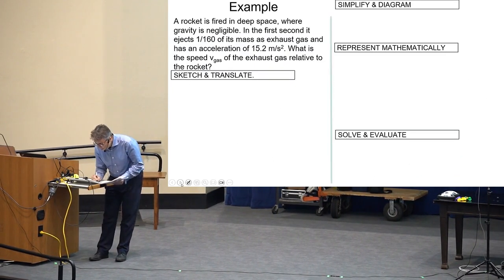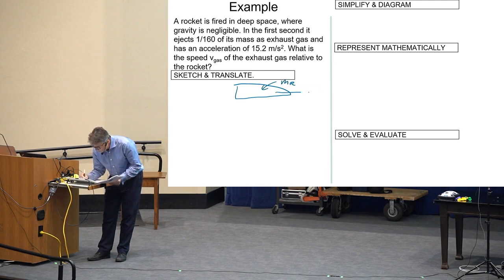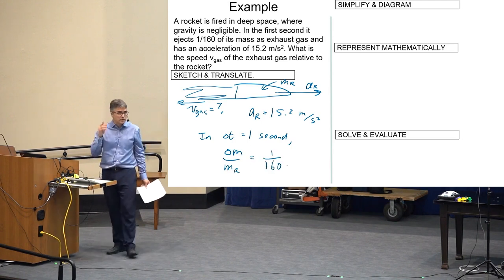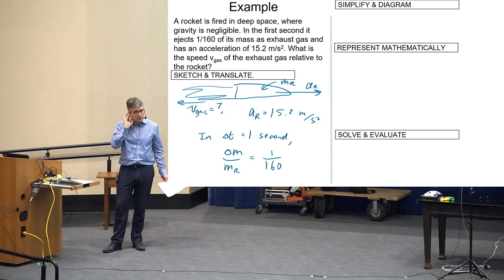Let's use that equation. A rocket is fired in deep space where gravity is negligible. In the first second, it ejects 1/160th of its mass as exhaust. So this is the mass of the rocket. It's accelerating to the right with A sub rocket, which is given as 15.2 meters per second squared. And this V of the fuel is what you're trying to find. You also have the fact that delta t equals 1 second, and delta m divided by the mass of the rocket is equal to 1 over 160. So that's the known information, which I like to put in my sketch and translate.